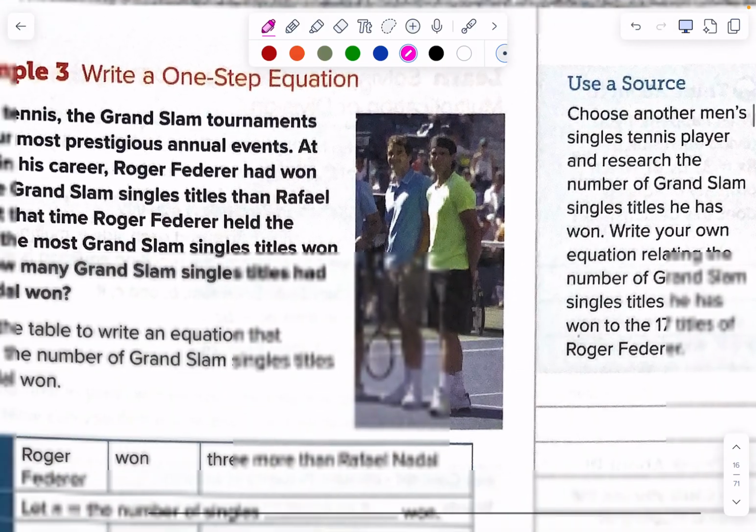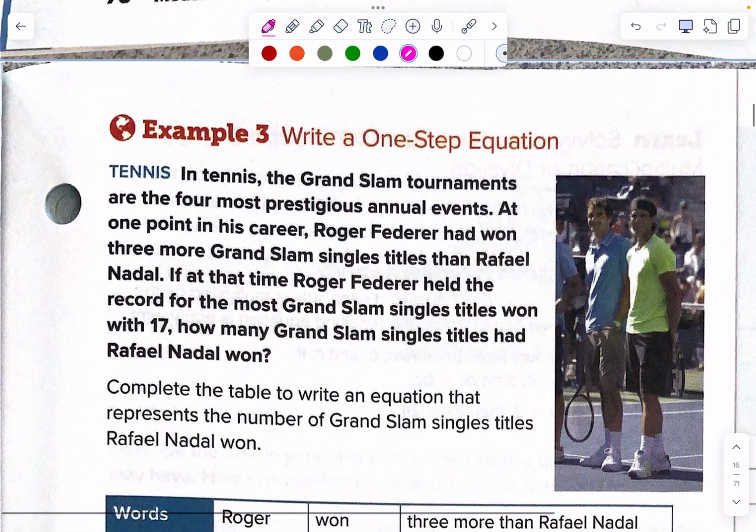Hold on. We got to do multiplication. Write a one-step equation and then solve it. So in tennis, the Grand Slam tournaments are the 4 most prestigious annual events. At one point in his career, Roger Federer won 3 more Grand Slam single titles than Rafael Nadal. So 3 times more. Roger Federer, I'll call him R, won 3 more, not 3 times more, just 3 more than Rafael Nadal.